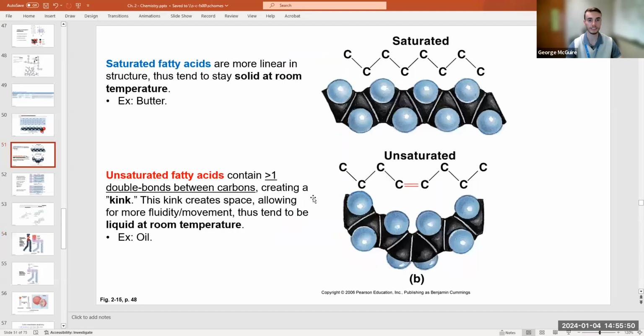And so that's the main difference. Unsaturated fatty acids are more likely to be liquid because of the double bond creating a kink. So oils or any other fat that is liquid at room temperature, those are all mainly unsaturated fatty acids. Whereas saturated fatty acids would be those foods and fats that are solid at room temperature, like butter and lard.